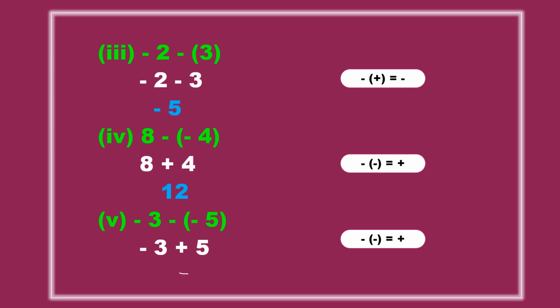5 minus 3 is 2. Whenever you are doing this, you should give the big number's symbol. So who is the big number here? 5. 5 is having plus, so your answer will be plus 2. There is no need to give the plus symbol if it is plus, so your answer is 2. Let me give the next example.